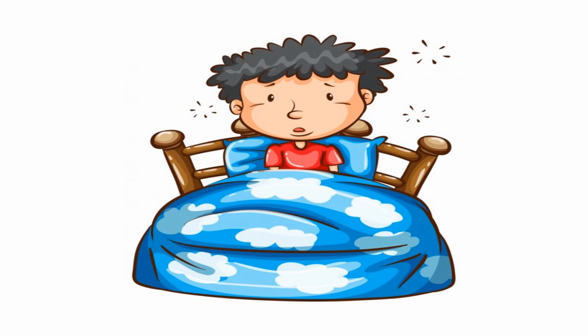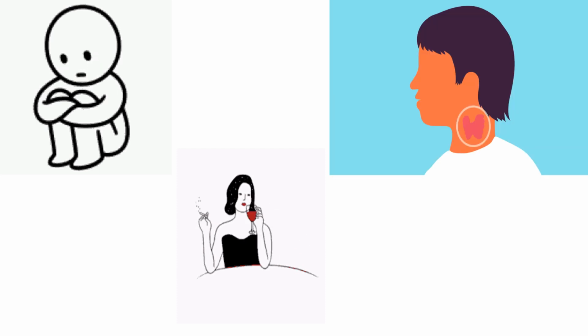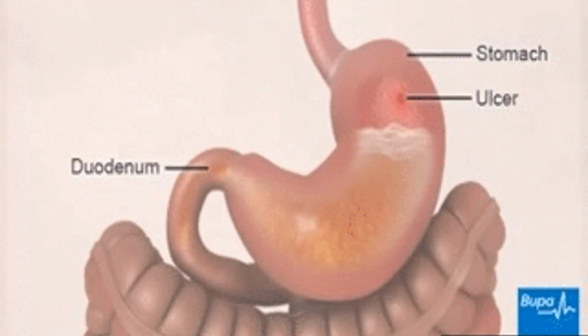Disorders due to other medical conditions. These disorders are associated with medical or psychiatric or other illness. Usually the disorders that cause sleep disturbance include depression, alcoholism, thyroid dysfunction, peptic ulcer, COPD.